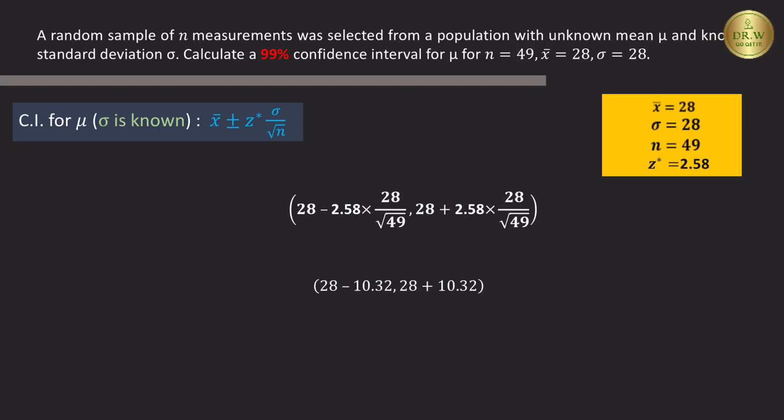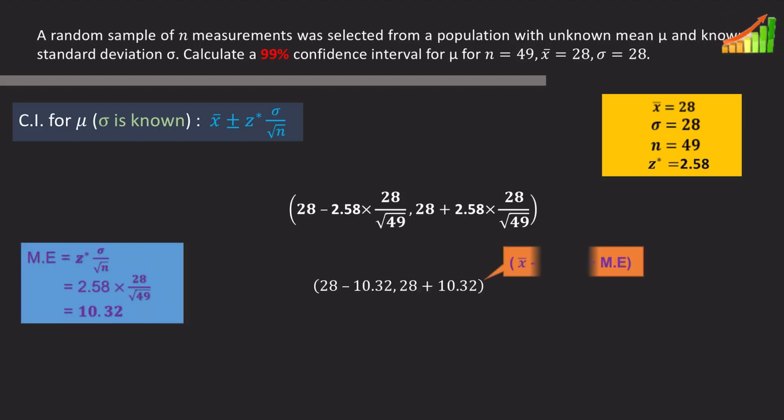Then here you see the margin of error. So what is the margin of error? 10.32. Once you know the margin of error, you can find the confidence interval, x bar plus or minus margin of error. For this problem, lower bound is 17.68 and the upper bound is 38.32.